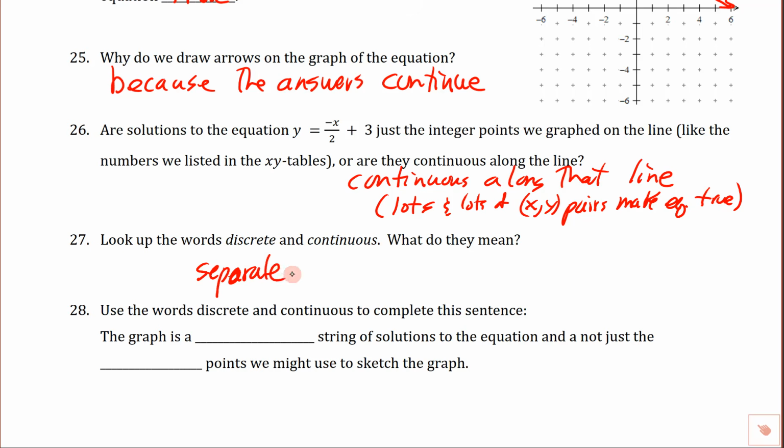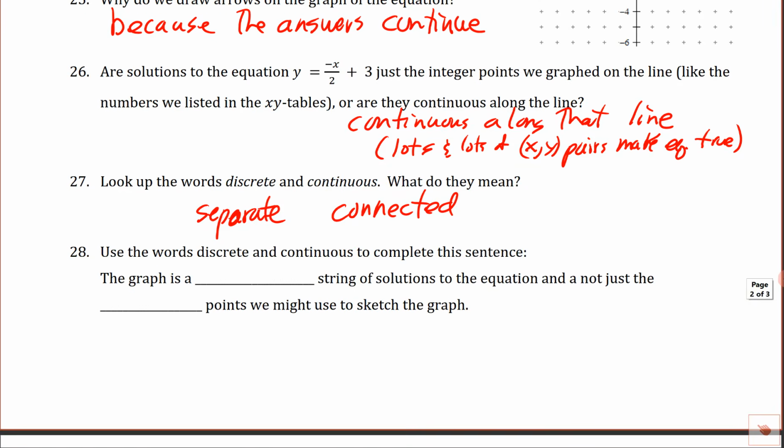Separate. Okay? And the word continuous could mean a couple of different things. We kind of like to think of it as it's connected. Okay, so it's connected. And we could kind of also say that it doesn't stop. So if it's separate, the word we use for that is it's discrete. And if it's connected, if we've got a whole bunch of points that are connected together, they don't stop, they just go from one to the next, to the next, to the next, and so forth, then we call that continuous.